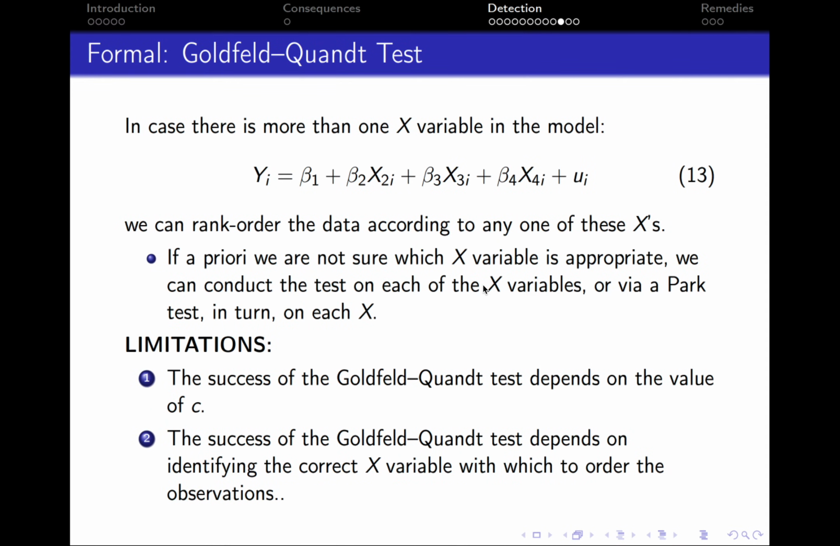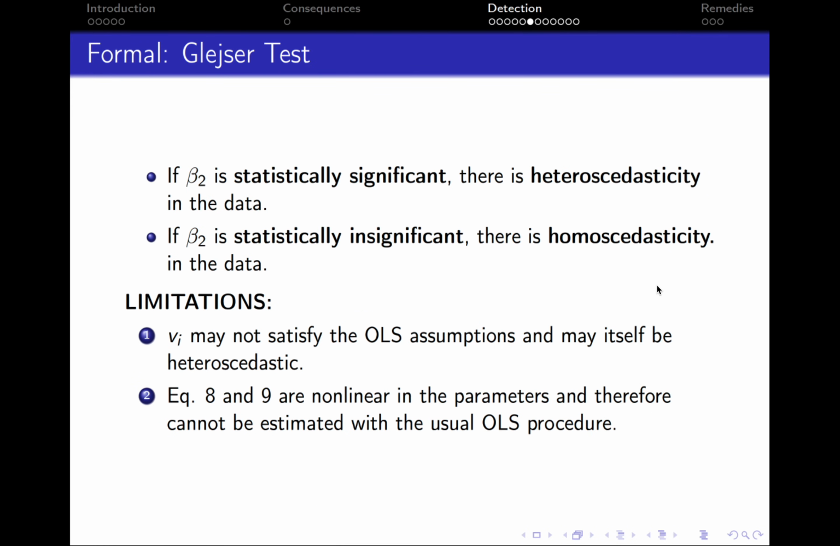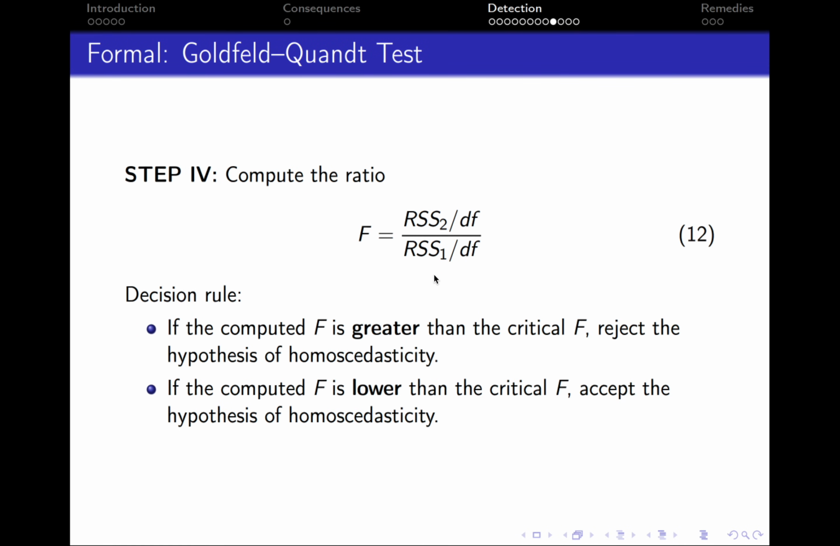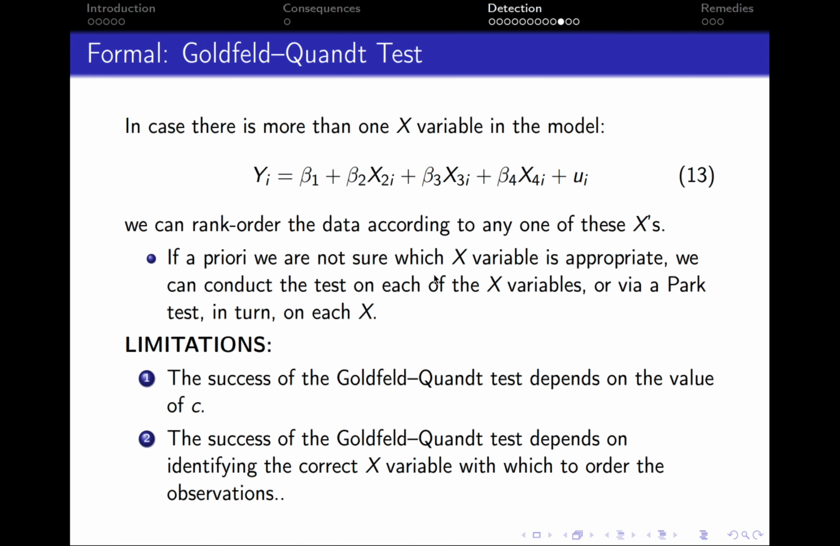And if you don't want to do that, and you would like to practice the Park test, then please be my guest. Here is the Park test that we discussed, right? Here we can apply this test to see whether this beta coefficient is statistically significant with each of the x's. And if it happens that beta is statistically significant with one of the x's, then you can conclude that the data is heteroscedastic, that your residuals are heteroscedastic.